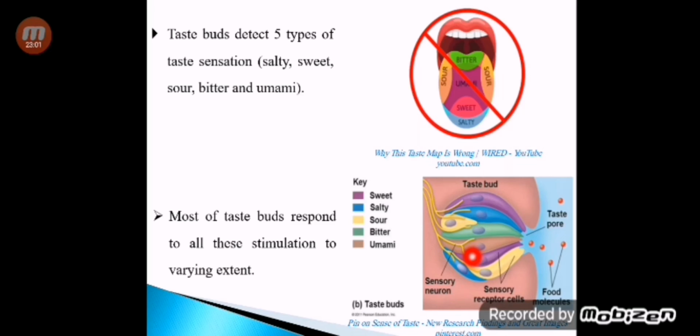As you see here, this is the taste bud. Inside it there are many taste receptor cells. Each one is responsible for a single type of taste sensation. One receptor for the sweet, another for the salty, another for the sour, and so on.